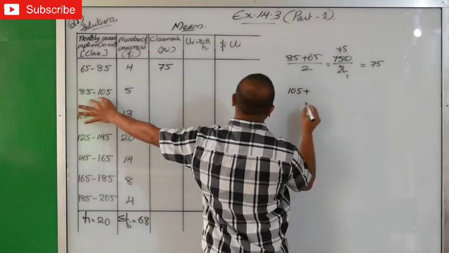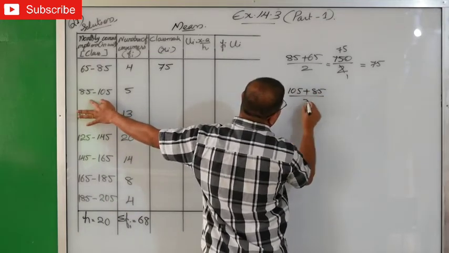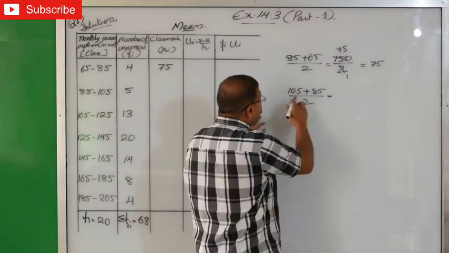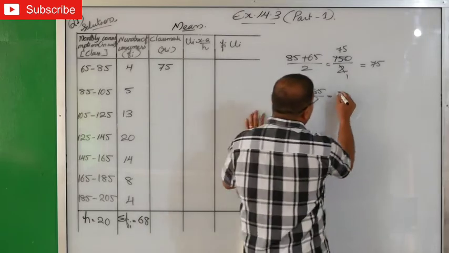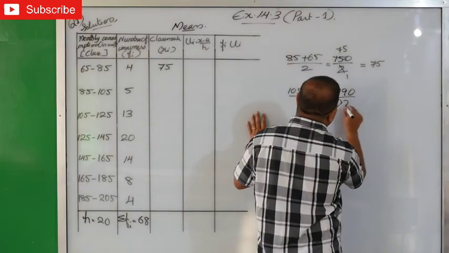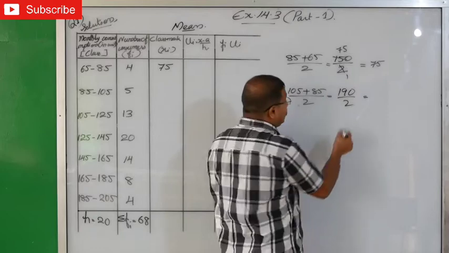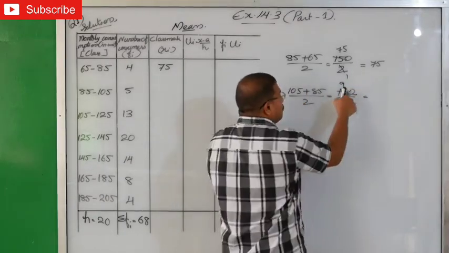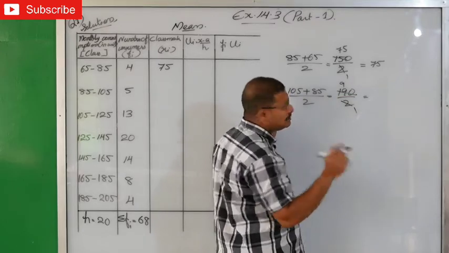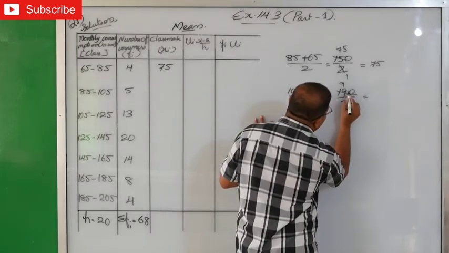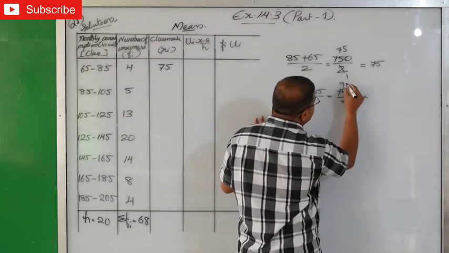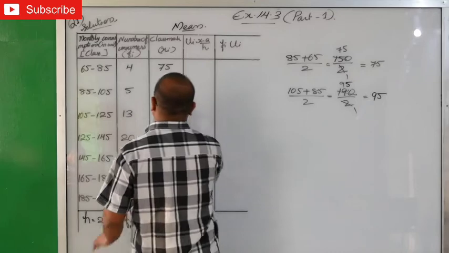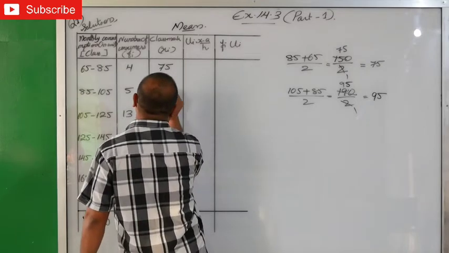Second, what will you do? 105 plus 85 divided by 2. What will you get? 190 by 2. Ready? We'll cancel by 2. 2 ones are 2. 2 nines are 18. Balance 1. 1 means 10. 10 means, see, 18 already we took. Balance is 1. 1 means 10. 10 means 2 fives are 10. That means we got 95. So the next one, 95.